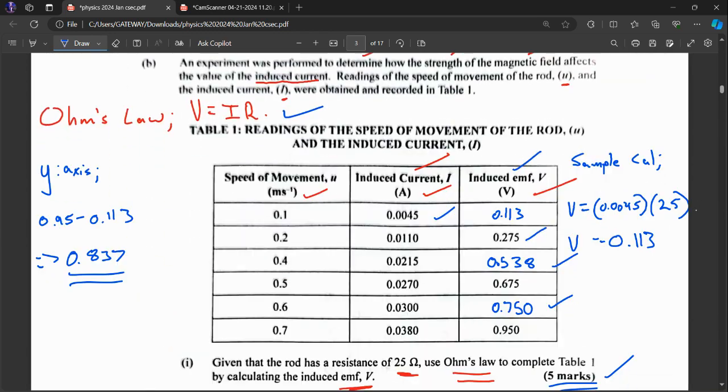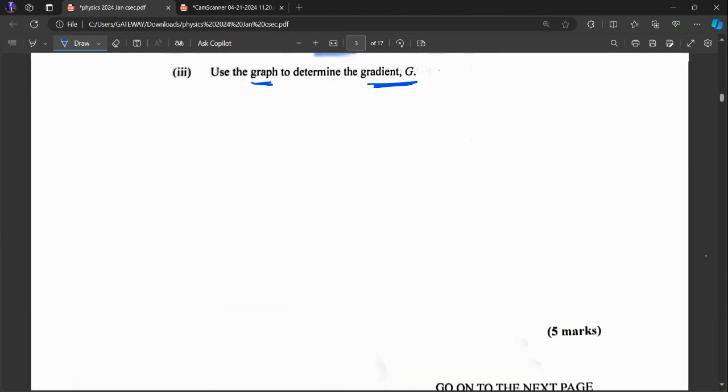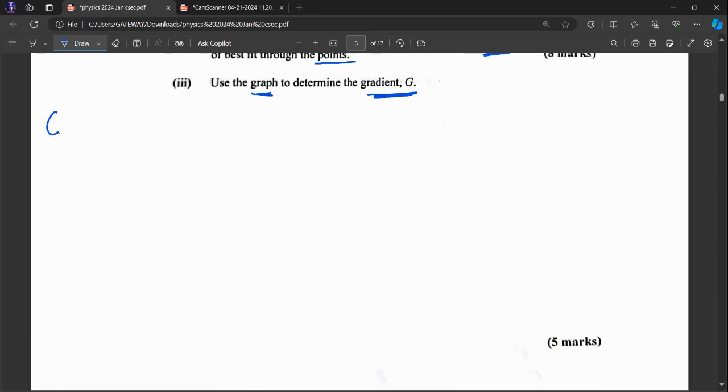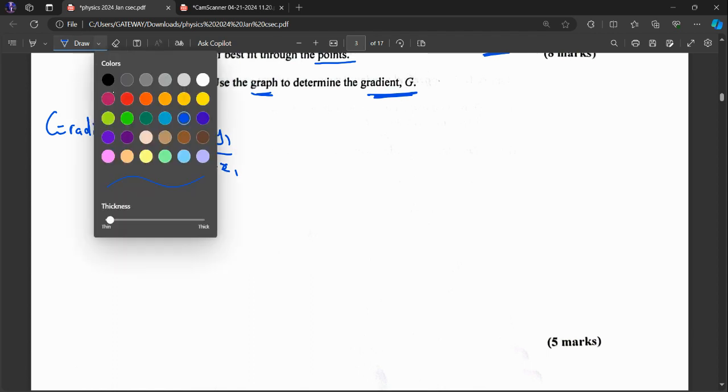Now if you scroll back up, did they say anything about the gradient? No, they didn't say anything about the gradient yet. So you're supposed to know that gradient, capital G, would be equal to y2 minus y1 all over x2 minus x1. So you get a mark for just stating that formula there.